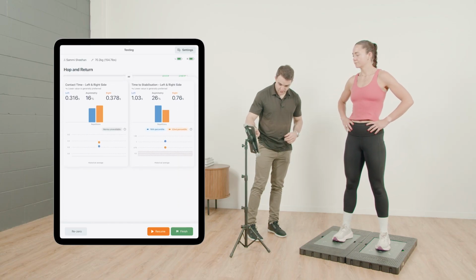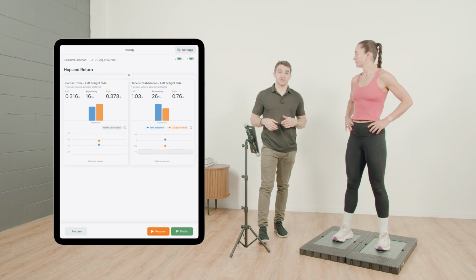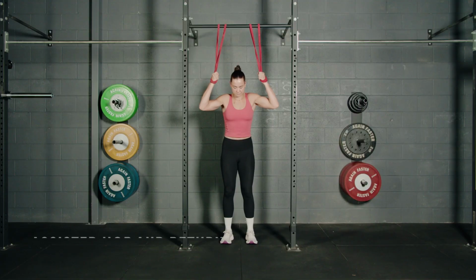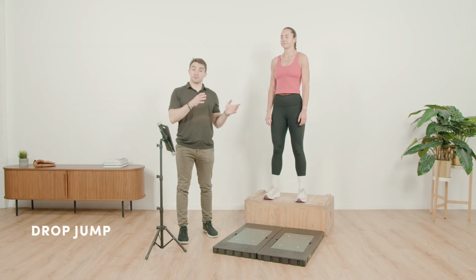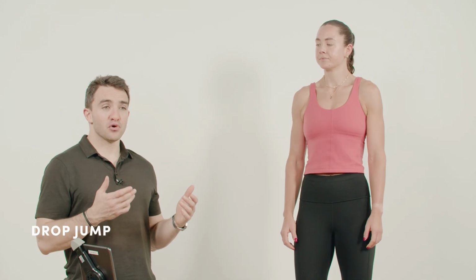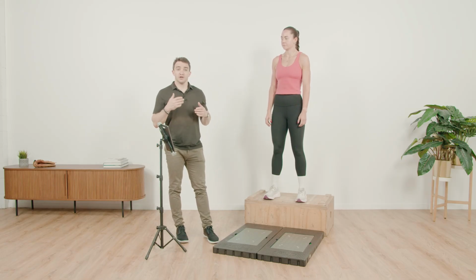So what we can do is we can compare the contact time on both sides as well as the time to stabilization after that jump. We use a band-assisted variation of the hop and return to restore lateral hop function. So once we've tested pogos, both bilaterally and unilaterally, we then progress to a drop jump and a single leg drop jump respectively to add a little bit more amplitude to the stretch shortening cycle and challenge reactive strength a little bit more.